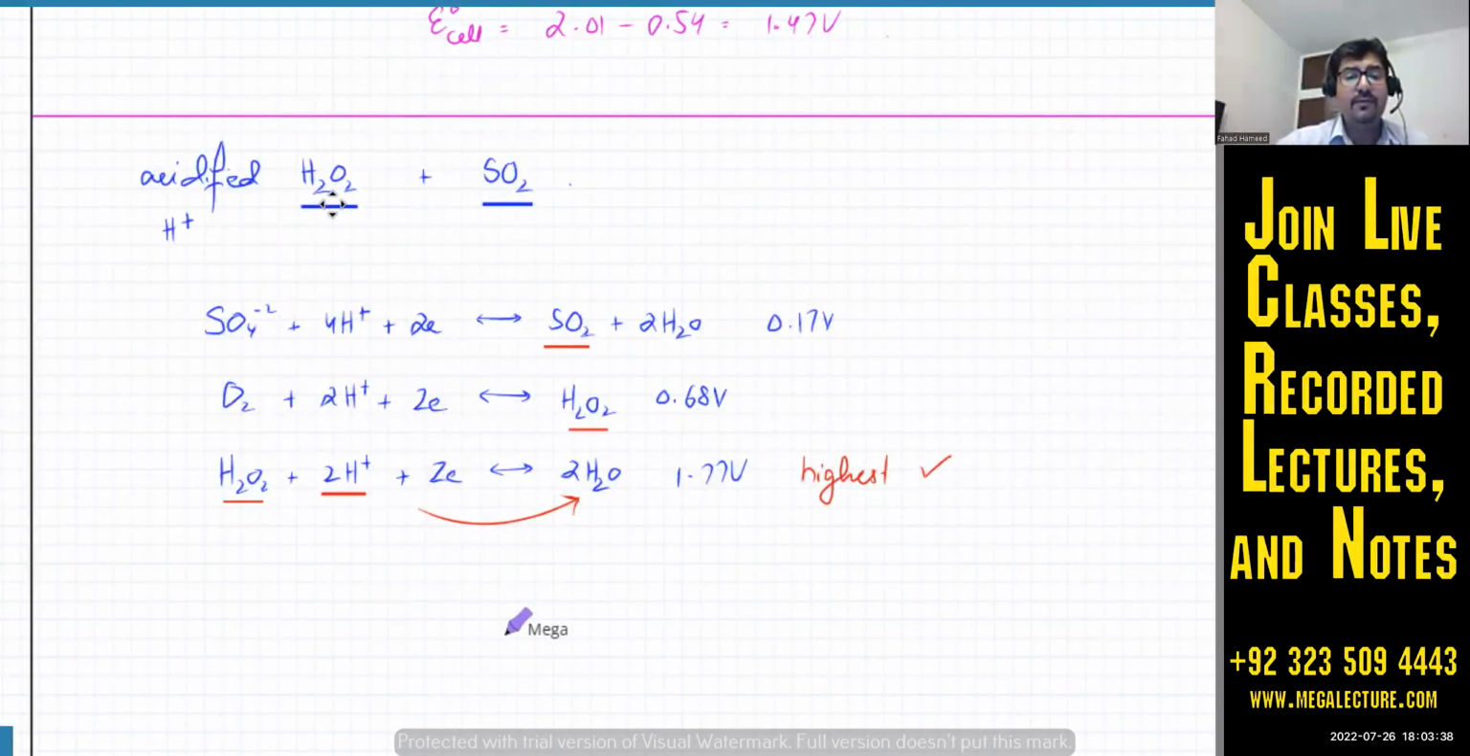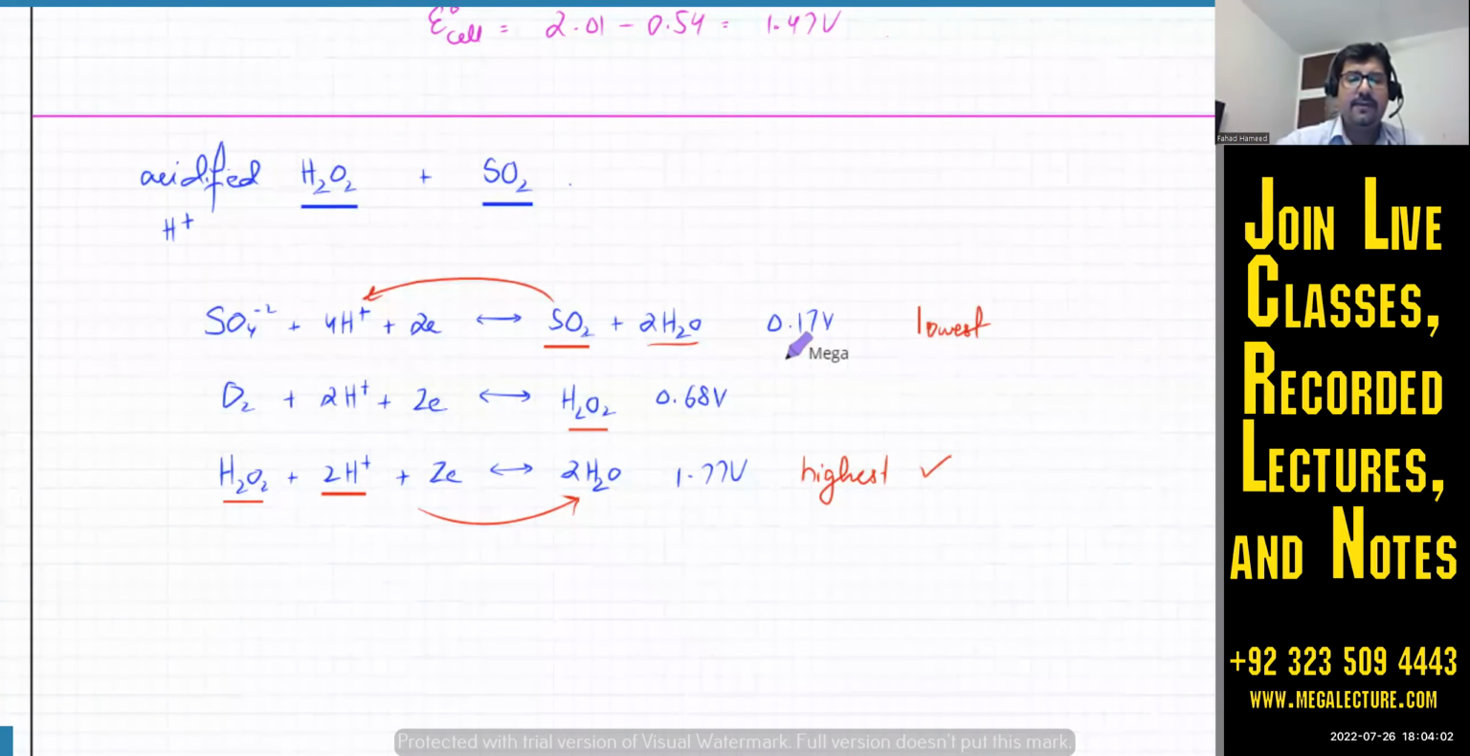Now I have to figure out who loses electrons. That's going to be the first one, the lowest one. That's the one that's going to lose electrons. So I've got both of them. Water is there by default. Just remember, you've got water everywhere, so count that in.